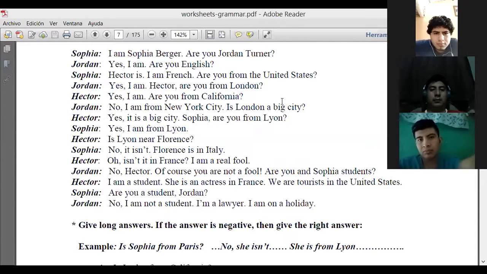I need three volunteers. All right, three volunteers. One of you is going to be Sophia, the other person is going to be Jordan, and the other person is going to be Hector.